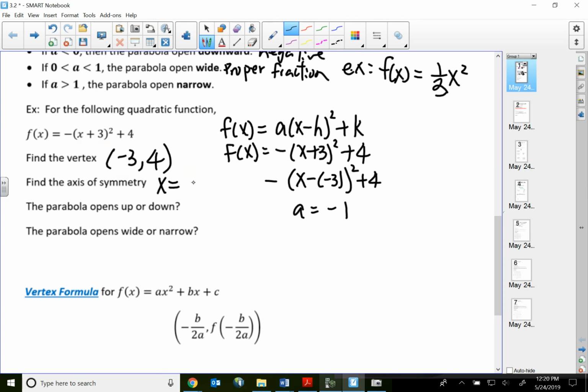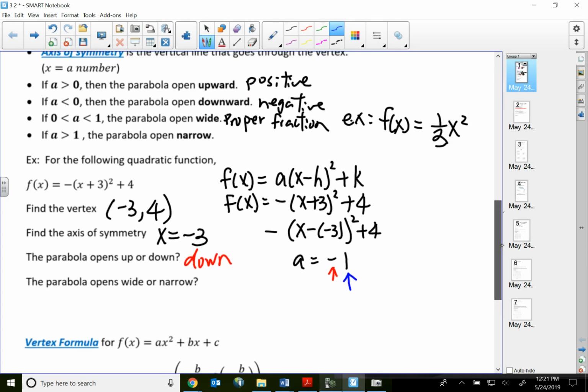And what would that number equal to? It has to equal the x value of the vertex. All right, open up or down, that is based on the leading coefficient. That's looking at the signs. If the sign is negative, it opens down. All right. Open wide, open narrow, that is based on the numerical value of your leading coefficient.